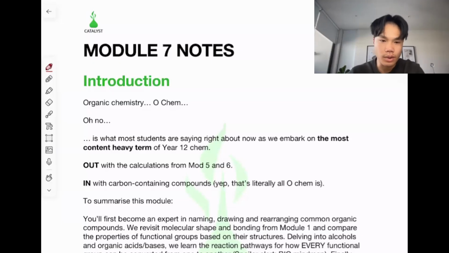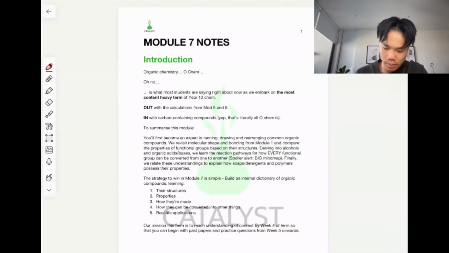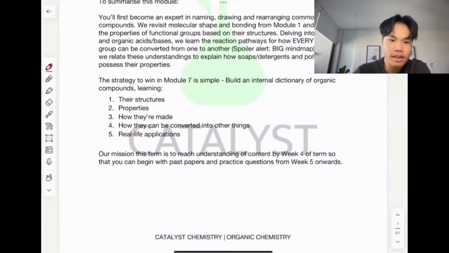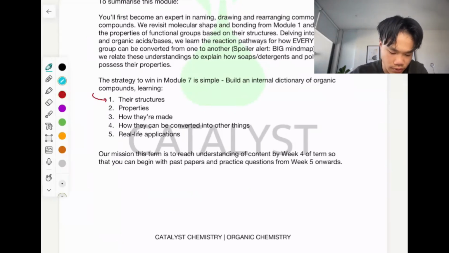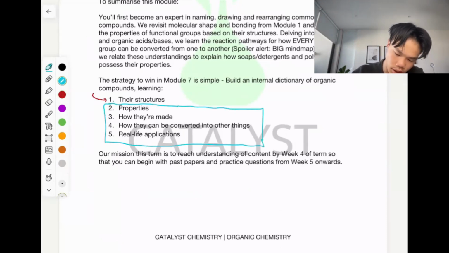Module 7, organic chemistry. A fair bit to get through, but we'll make our way through it all. Just to recap, for Module 7, the structure is that you learn structures, you learn how to name them, then you learn for each structure the properties, the reactions of how they're made, the reactions of how they convert into other things, and how you can use that substance in a real life application. So it's sort of this blue box. You repeat it for every single structure that you learn, and that's the flow of the module.